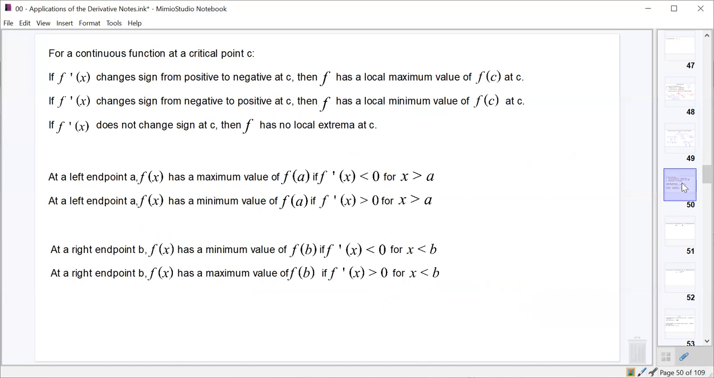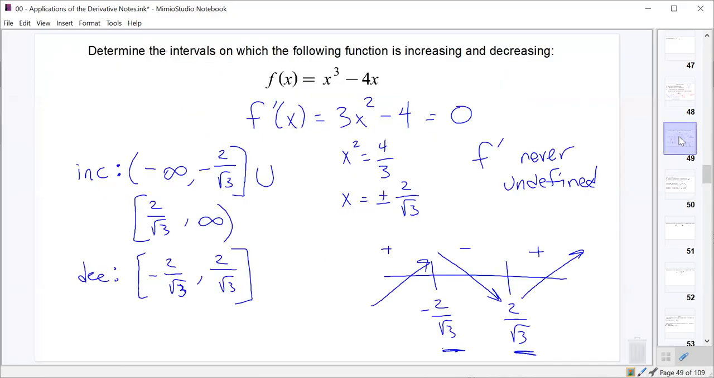So we're going to add just a little bit to this, which is something we've also still talked about. And the first thing is that if f prime changes from positive to negative at some value c, then that gives us a local maximum. And if f prime changes from negative to positive at c, that gives us a local minimum. So if we look back real quickly to the previous problem, we could see from our sign chart that we went from increasing to decreasing and decreasing to increasing. Therefore, we must have had a local maximum at negative 2 over root 3 and a local minimum at 2 over root 3.